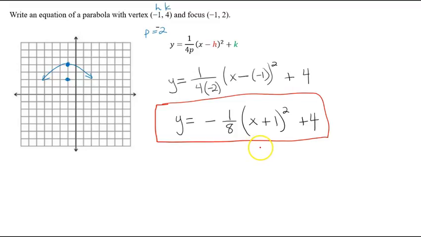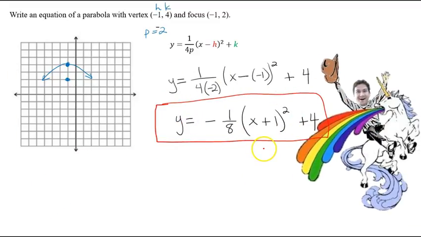And that was just funner than a hootenanny. Woo-hoo! Yeah!